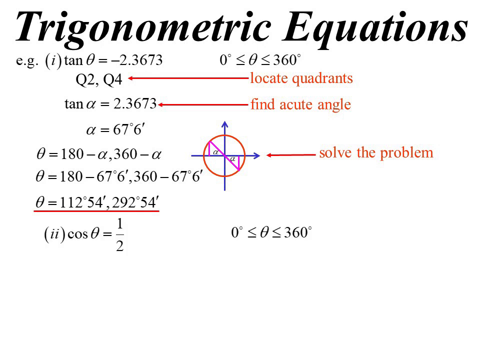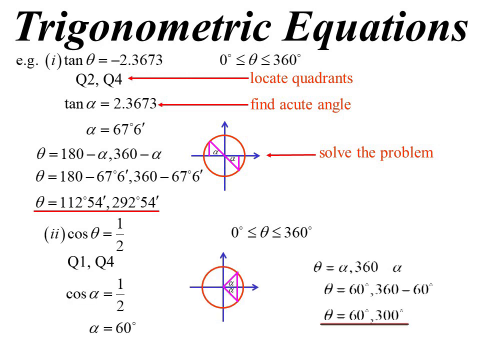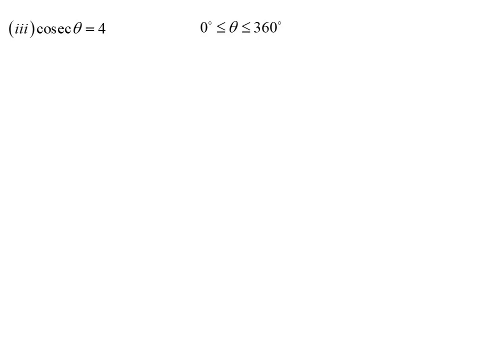So cos theta equals a half. Same idea. I'm between 0 and 360. First and fourth quadrant, because we're positive. So there are my two little triangles. Work out the acute angle. It's 60 degrees. So it will be that acute angle, or 360 minus that acute angle again. Bang, there are our answers.